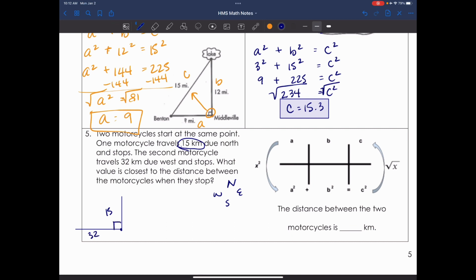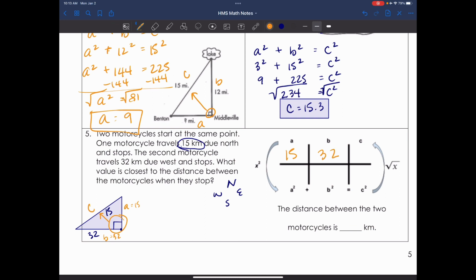which shows that here is my right angle, and then stops. What value is closest to the distance between the 2 motorcyclists? So, let's go through this. Here's my right angle, which means I know across from here is C. I wrote the 15 in the wrong spot because the 15 should go over here. And then I know B is going to be 32. And I'm looking for C. So here's my graphic organizer. I know A is 15.